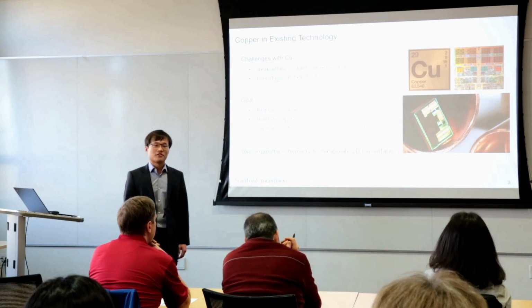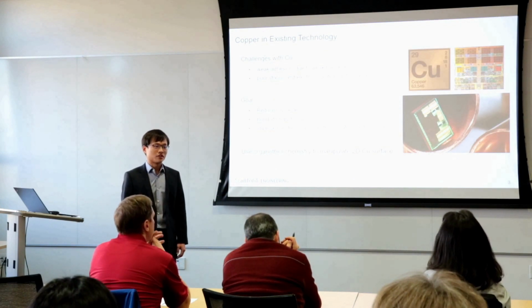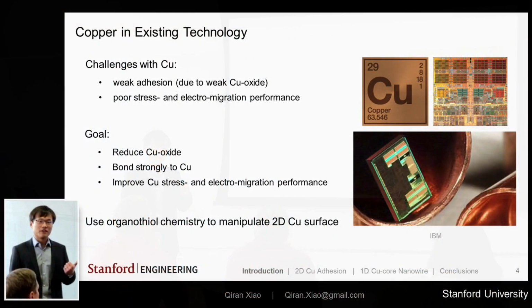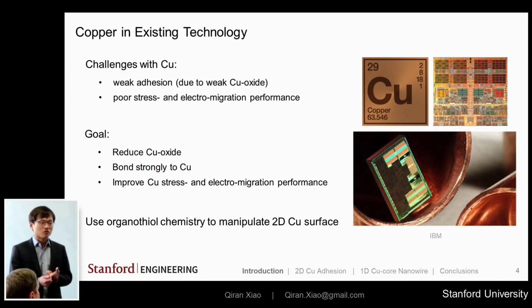In existing technology, copper faces two main challenges of weak adhesion and poor stress and electron migration performance. Copper faces a major weak adhesion problem because of a thin layer of copper oxide that grows immediately and uninhibitedly upon exposure of copper to air. And that oxide is very weak, fundamentally preventing good adhesion to copper.